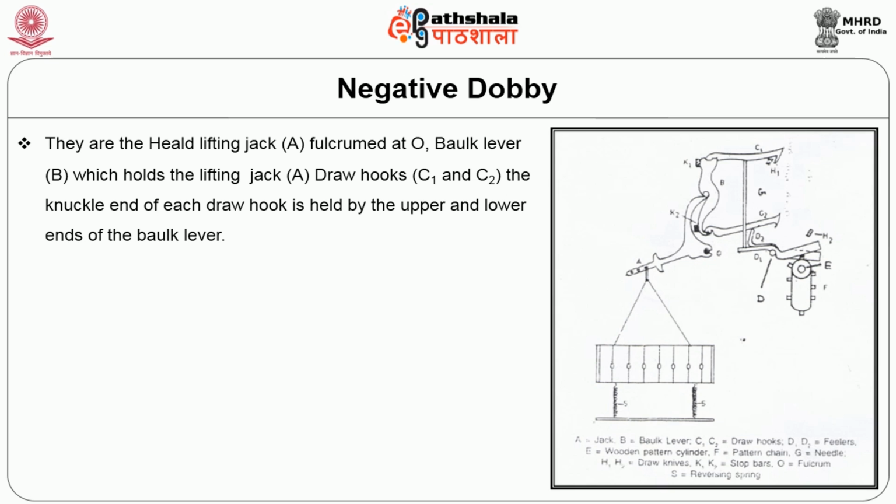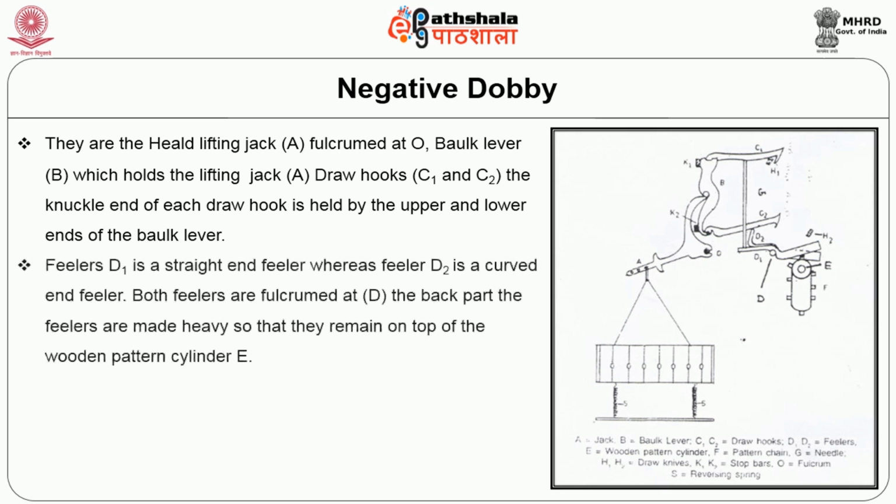The essential parts of a double lift single jack Dobby mounted on top of a loom are shown in figure 2. They are the heeled lifting jack A fulcrumed at O, and balk lever B, which holds the lifting jack A. Then you have the draw hooks C1 and C2, and the knuckle ends of each draw hook are held by the upper and the lower end of the balk lever. Feeler D1 is a straight end feeler, whereas feeler D2 is a curved end feeler. Both the feelers are fulcrumed at D.